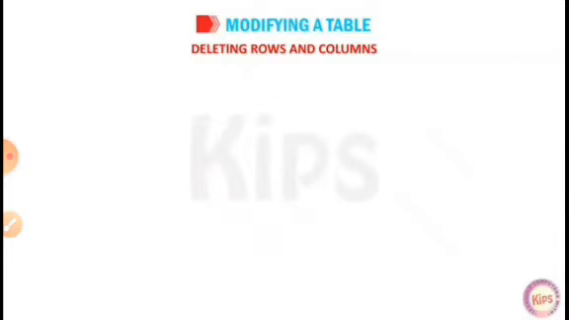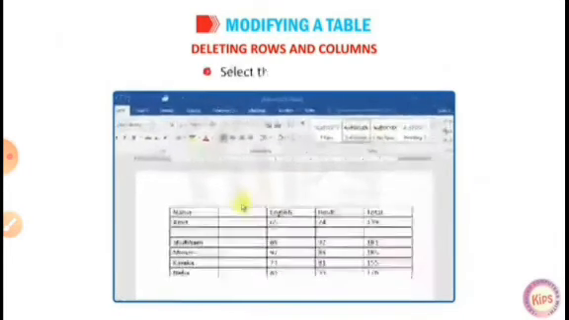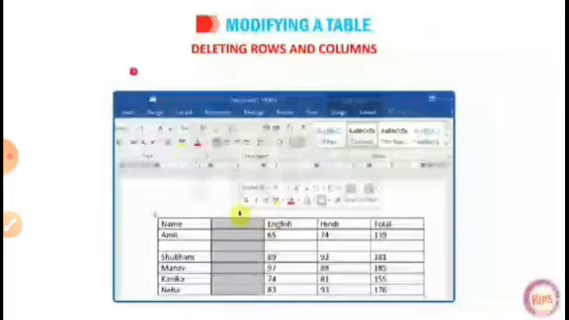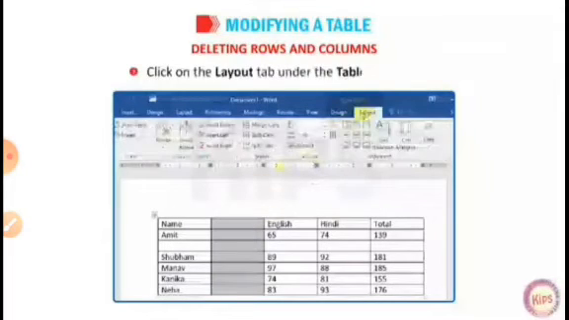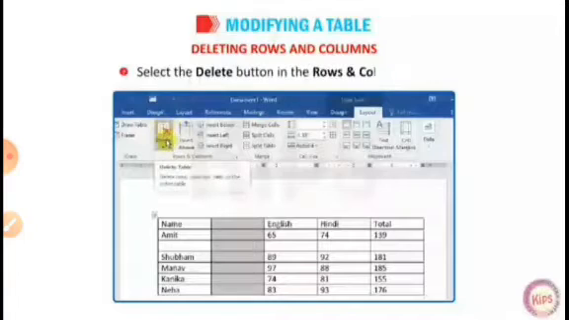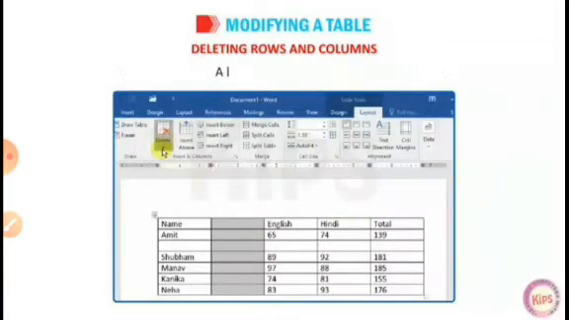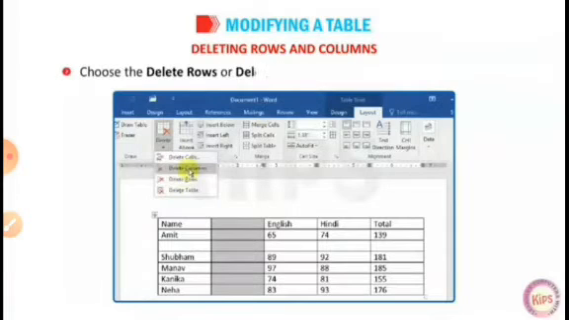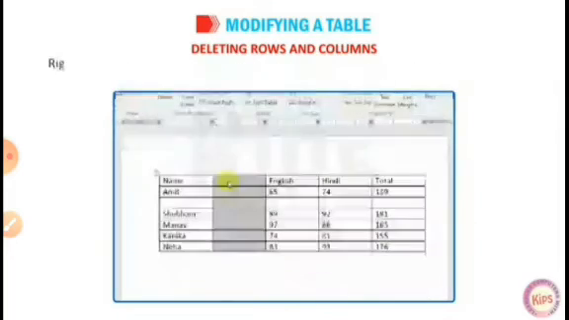Deleting rows and columns. Okay students, select the row or column and click on the Layout tab under the Table Tools menu and select the Delete button in the Rows and Columns group. A list of options appears. Choose the Delete Row or Delete Column option in the drop-down menu.